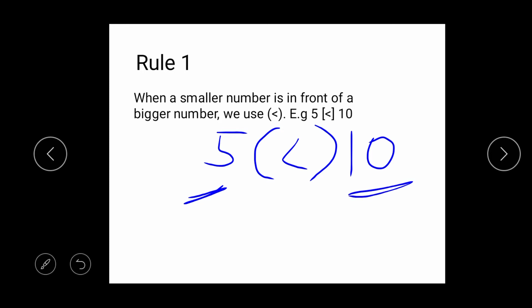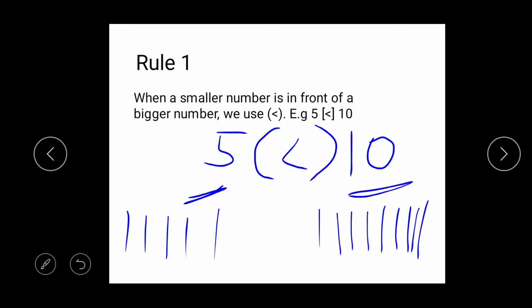So let's count 5: 1, 2, 3, 4, 5. Let's count 10: 1, 2, 3, 4, 5, 6, 7, 8, 9, 10. Which one is bigger? 10. So since 5 is in front, that means 5 is less than 10.